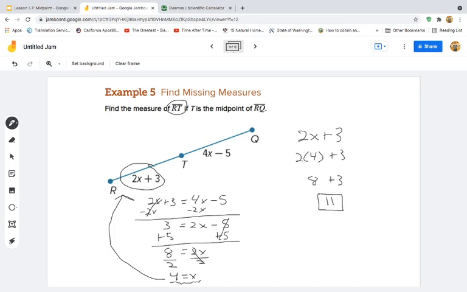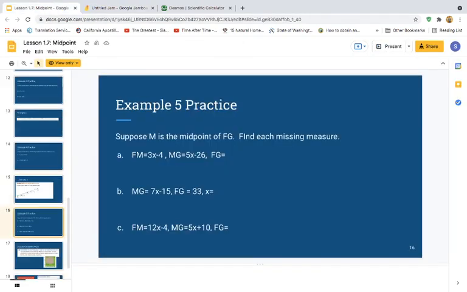If you ever want to check your work, you could, of course, always plug 4 in for the x over here for TQ. And when you do that, you will also get 11, therefore confirming that both halves are the same, and that T is the midpoint. Okay? And that's pretty much it. I'm going to skip the practice because I think you guys get it. You're just going to set them equal to each other, right, because it's halfway in the middle.